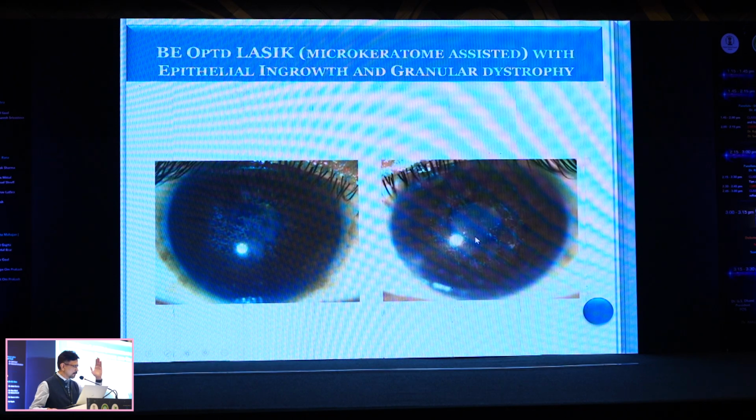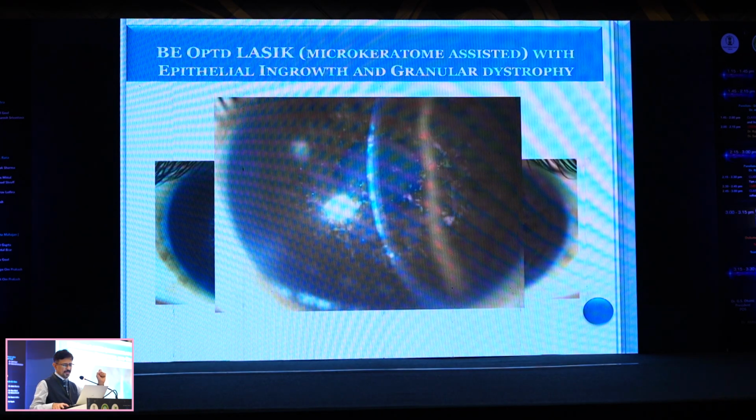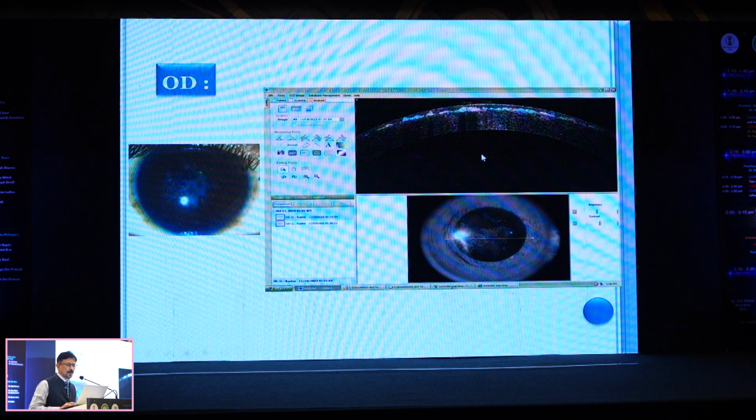But when we examined the patient carefully on slit lamp, we found out that there were discrete opacities below the interface area as well. And when we did the OCT, because of the dense epithelial ingrowth, there is shadowing here, but there were some opacities here which may not be that clear on OCT. But on slit lamp evaluation we could see the discrete opacities present in the anterior stroma below the interface area.